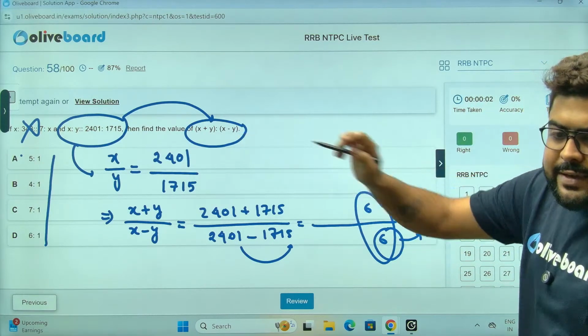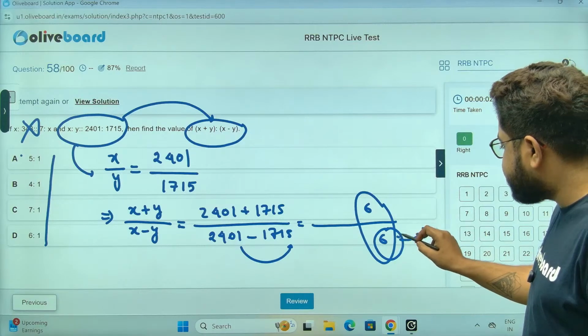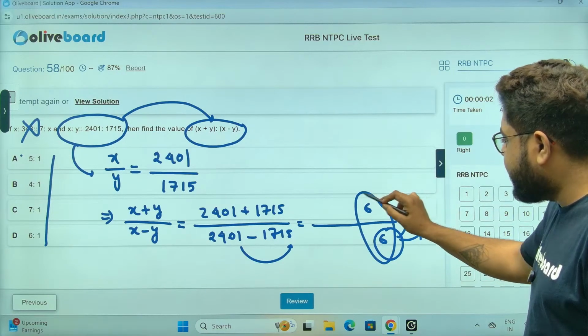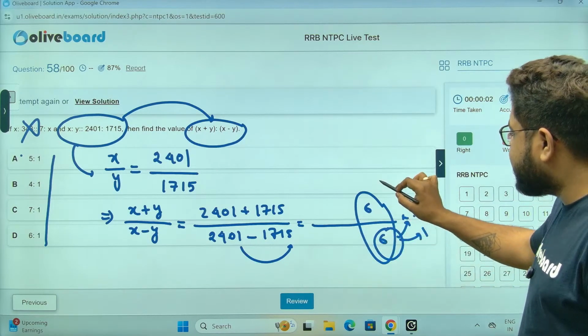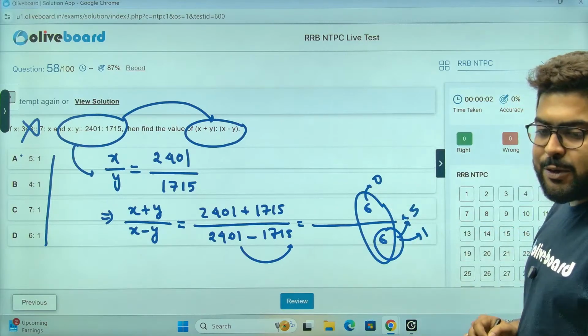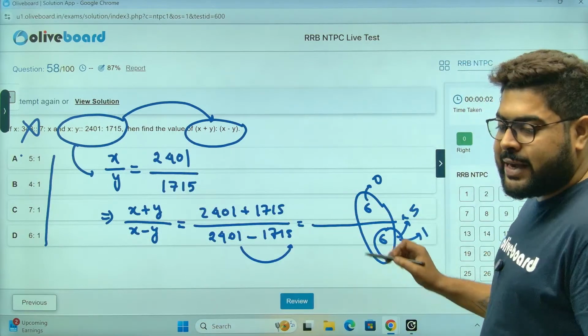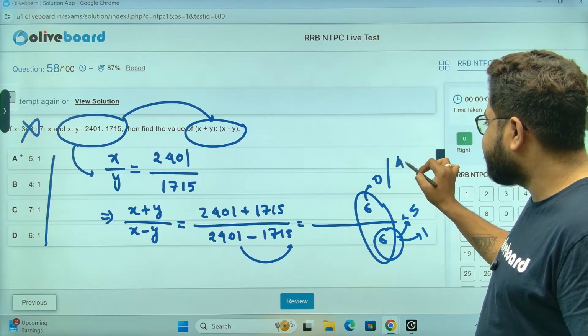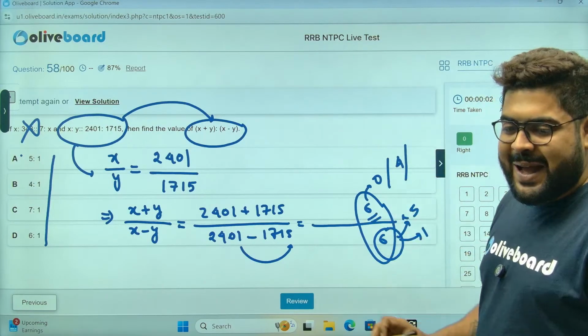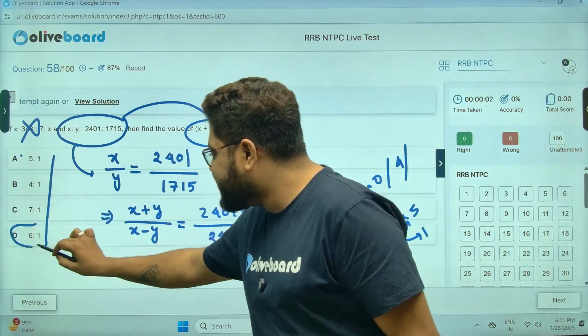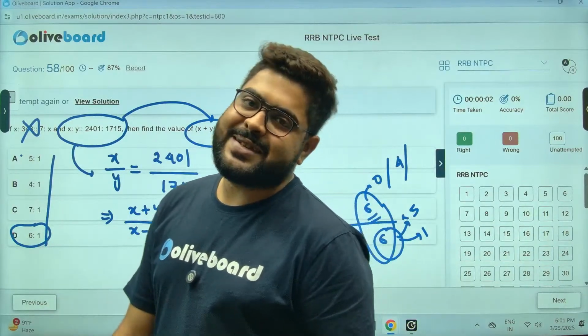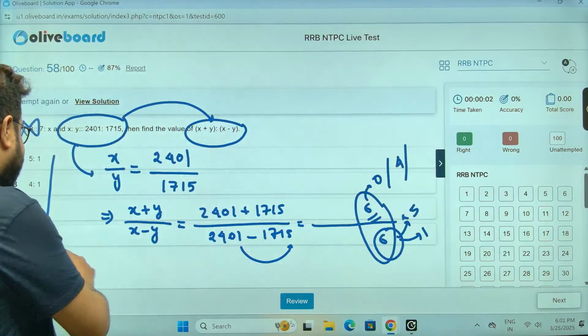If 5:1 is the answer, that means this into 5 will be the numerator. But that means it has to have a unit digit 0. If 4 is to 1 is the answer, 6 into 4, 24, it has to have a unit digit 4, sir. But it is having 6. I know, sir, 6 into 6 gives us unit digit 6. So my answer has to be this.